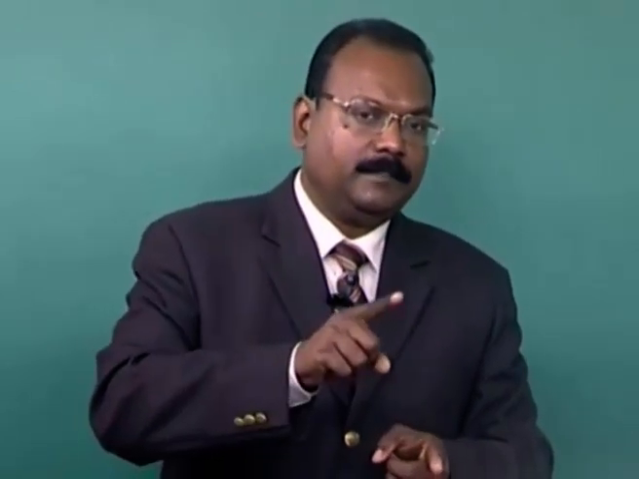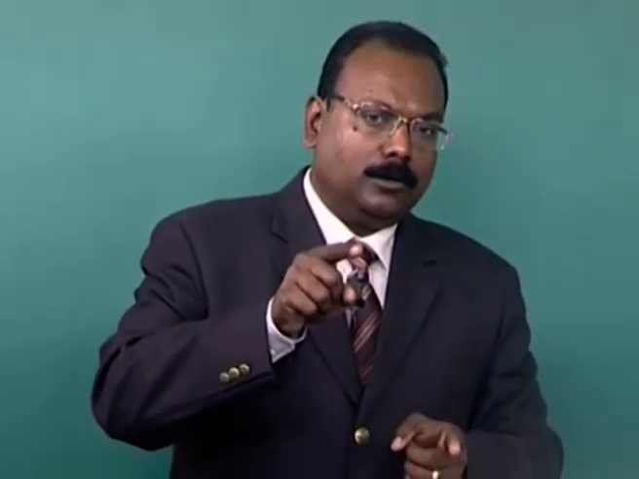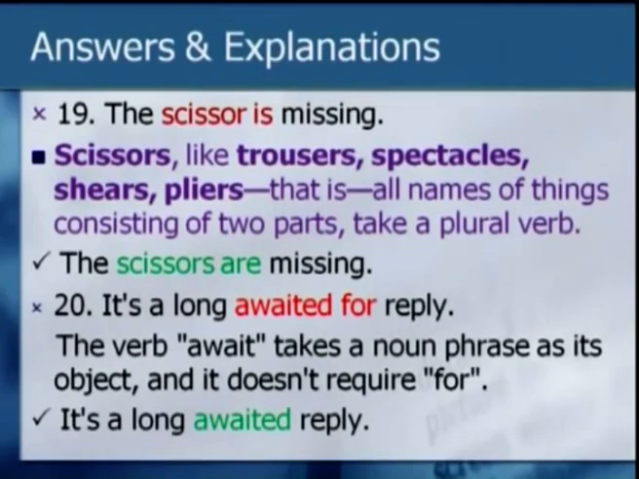See, mathematics and physics, although these subjects end in s, are treated as singular because each is a singular subject. But here they have two parts within themselves in each of them, so they take a plural verb. So when you say "the scissor is missing," you are committing an error, and to correct it you need to say "the scissors are missing."